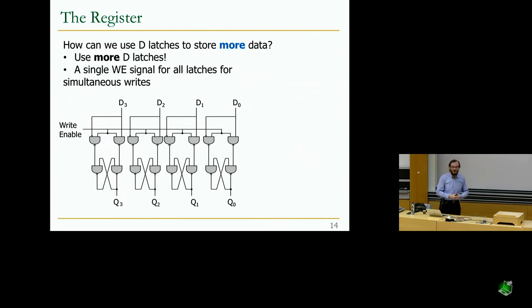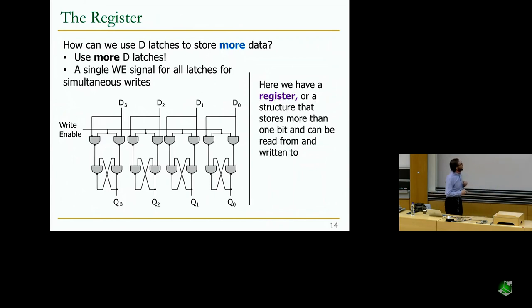So it's beautiful. Now you can build an arbitrary large register, right? It could be a million bits. But this is just 4 bits. So the register is a structure that stores more than 1 bit and can be read from and written to. And we will see a register built differently a little bit later. So this is a 4-bit register, as you can see.